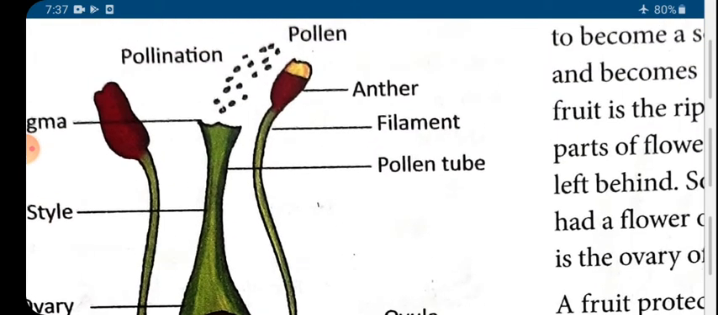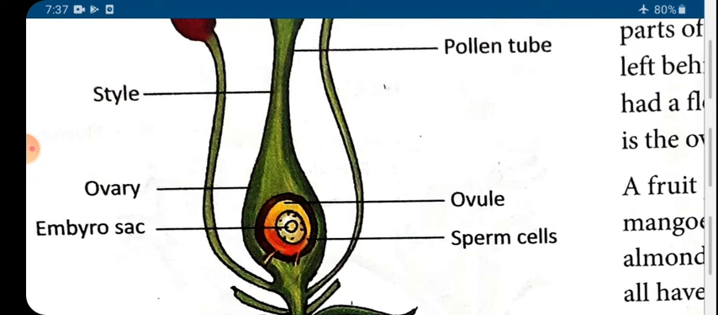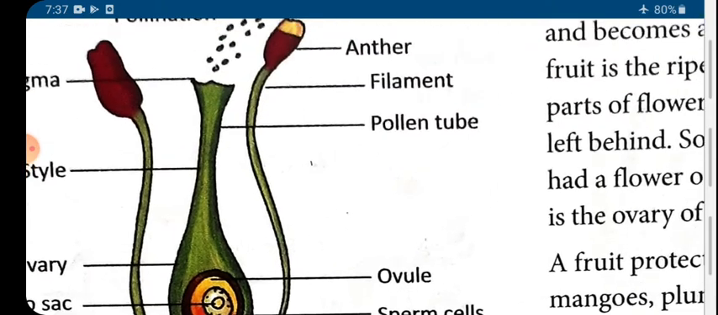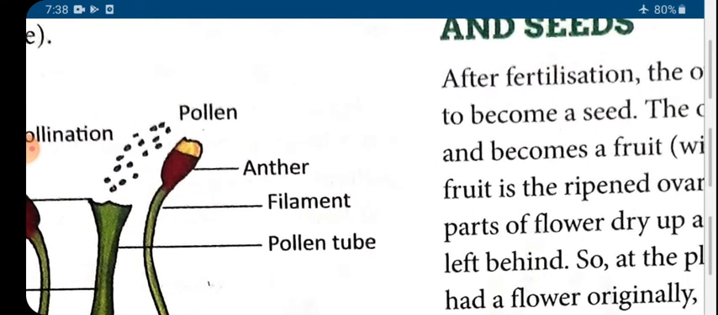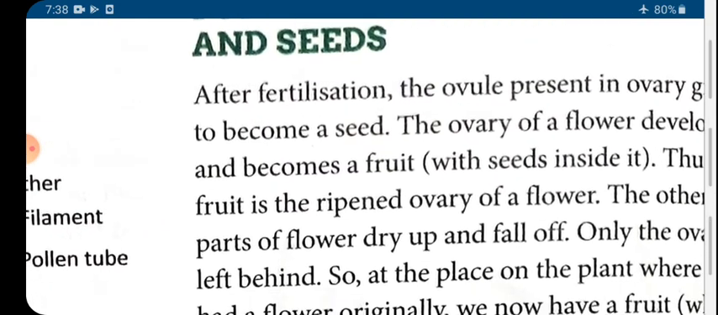Because the stamen is the male reproductive part of the flower, it contains pollen grains. It contains the male gamete. And why is the pistil called the female reproductive part of the flower? Because it contains the female gamete. When the male gamete fuses with the female gamete and forms a new cell called the zygote, this process is called fertilization. After fertilization, fruit and seeds are formed.